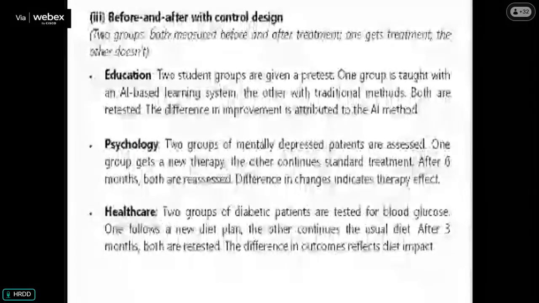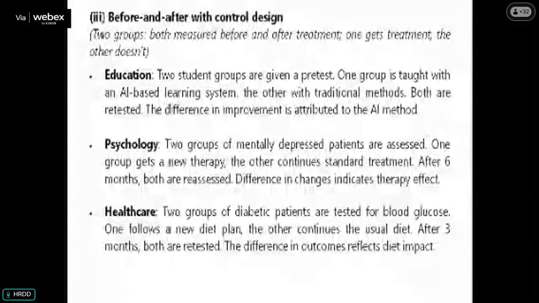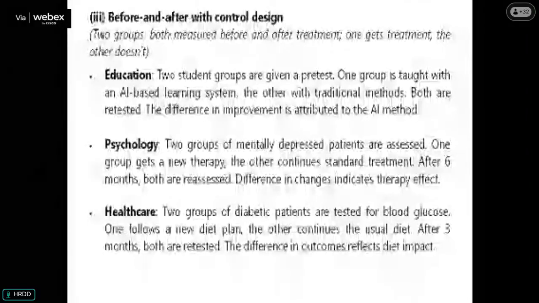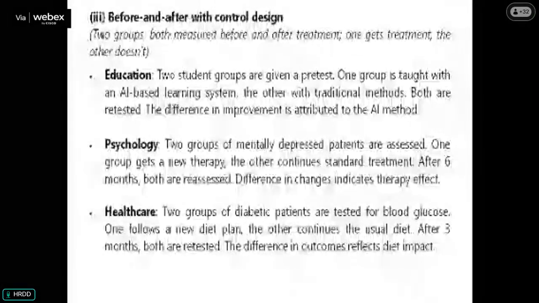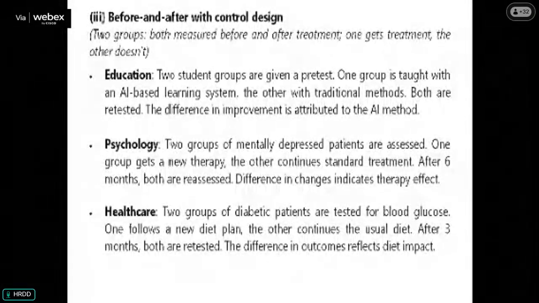But if you do before and after, then it is better. Two student groups are given a pre-test. Initially, you give a pre-test, right, and then select. Both have the same average marks, and then you impart to them two different types of educational program. The outcomes measured will be more appropriate than the other two which we have studied.